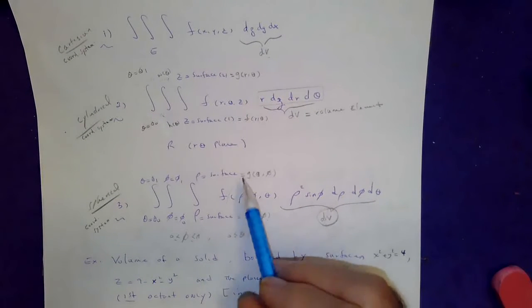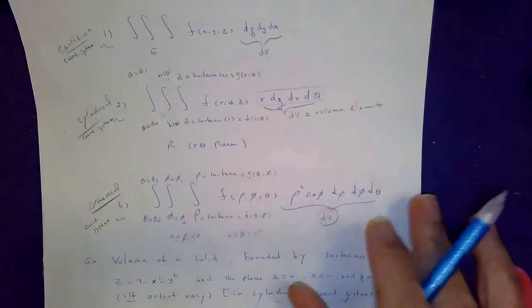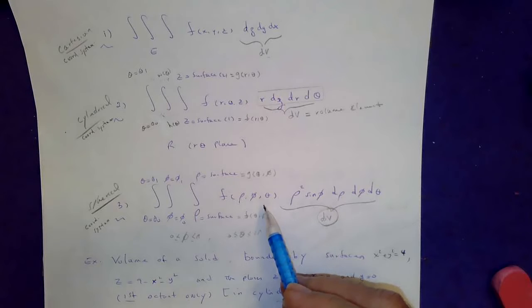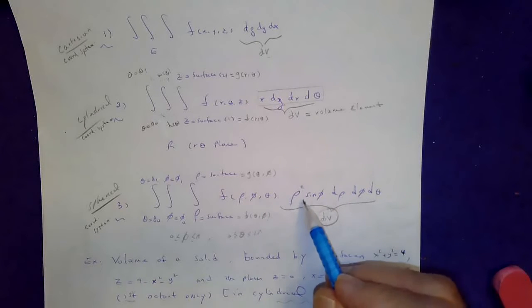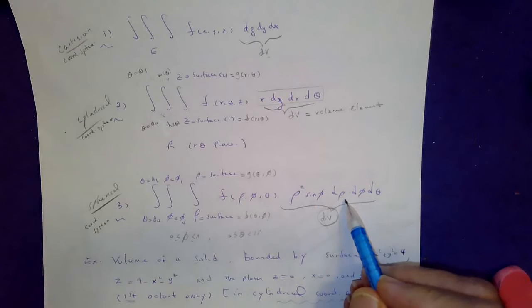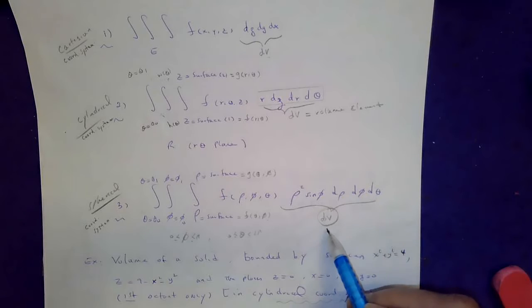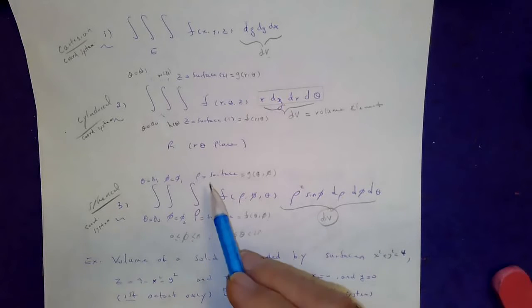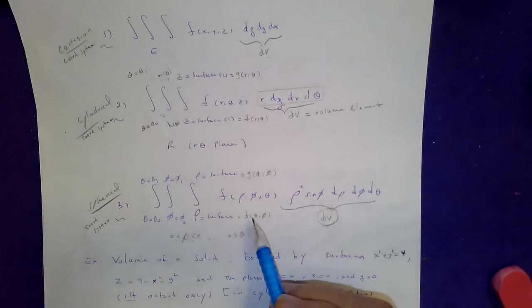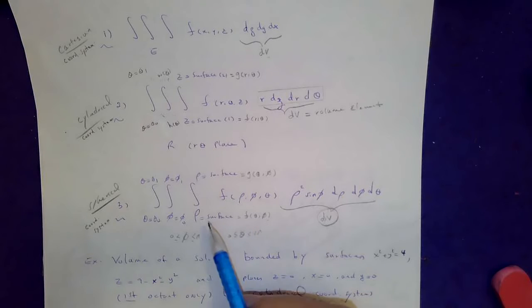In spherical, the integrand is a function of what? Rho and phi and theta. But the volume element is rho squared sine phi d rho d phi d theta. So that's the volume element. Rho goes from surface to surface, which has to be a function of theta and phi.